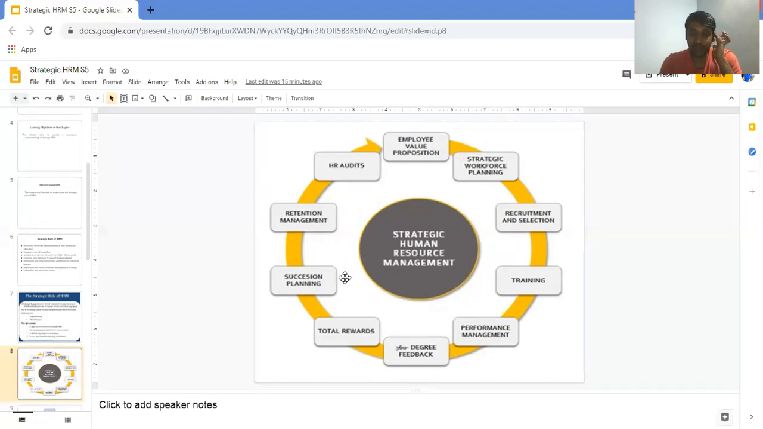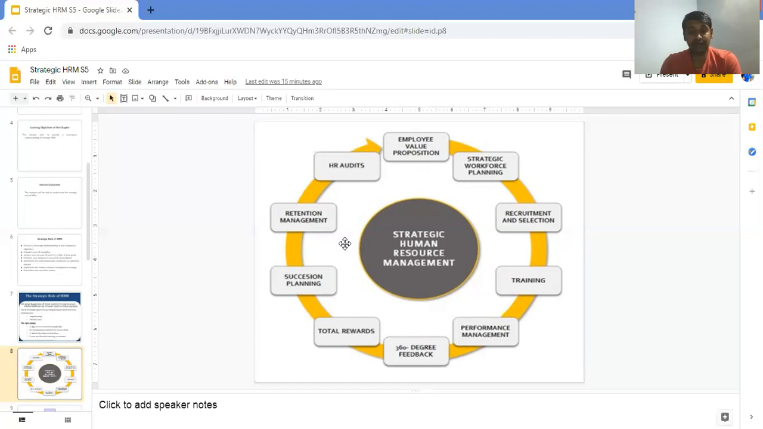Next comes succession planning, the different hierarchical promotional levels. He has to analyze what the different promotional categories will be and what roles and responsibilities are to be given for each hierarchical level. Next comes retention management.